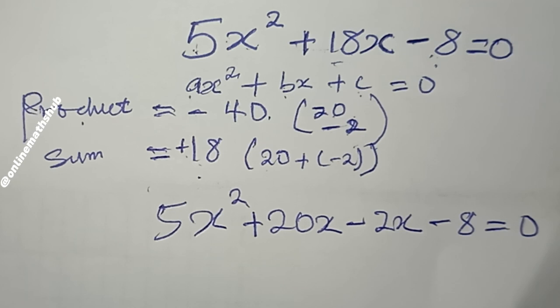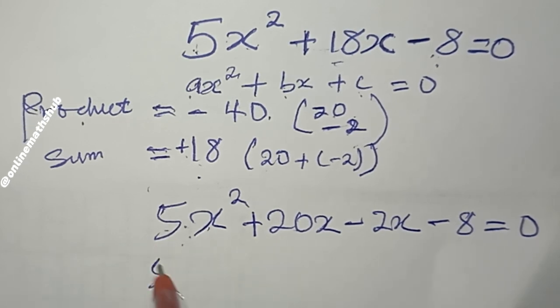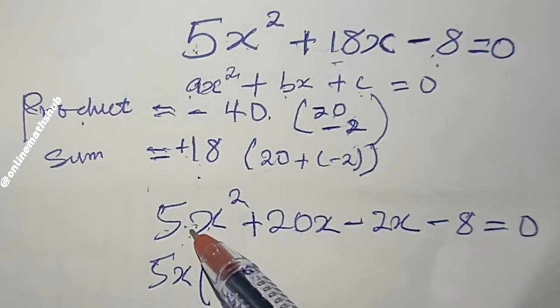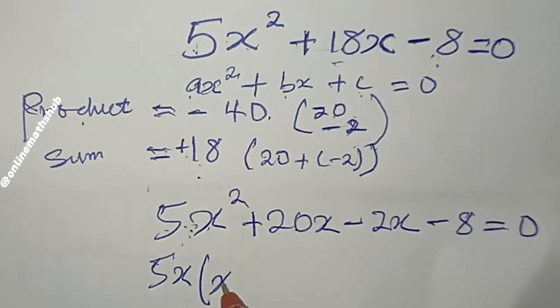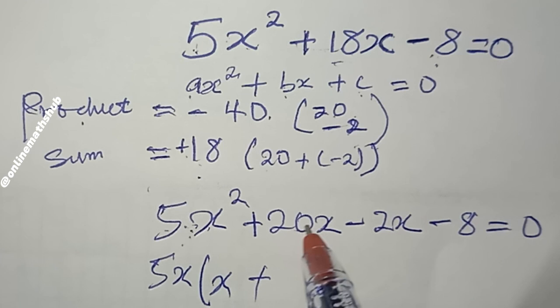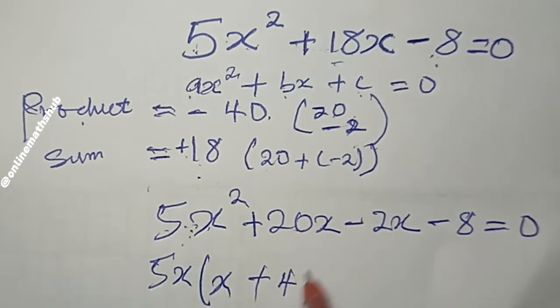So the next thing I want to do is to factorize here. If you look at these two terms right there, 5x is common, so you write it out. Of course, when 5x is factored from 5x squared, x will remain. And then if you factor out 5x from here, 4 is going to remain.